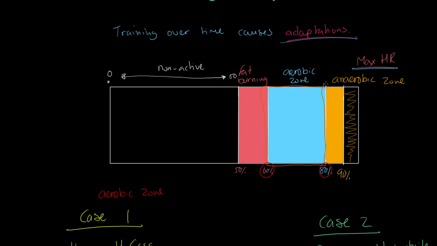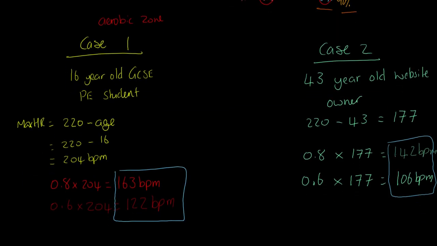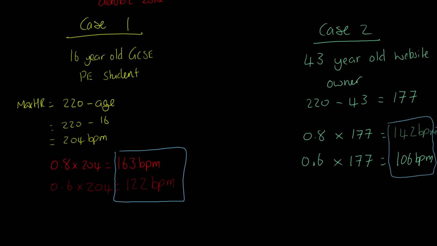Now again, we could calculate the same thing, 80 to 90%, to find the anaerobic zones. That's absolutely fine. But here we just looked at aerobic examples, and that's exactly how we calculate training intensity in this case.